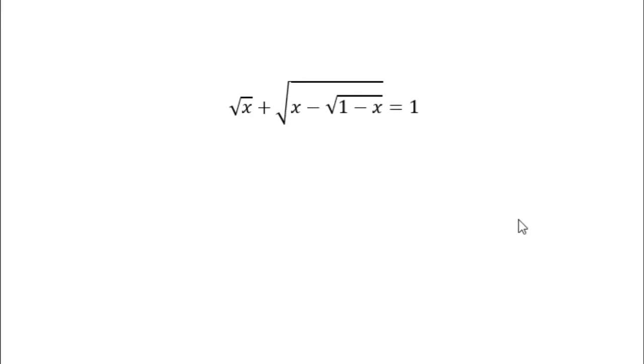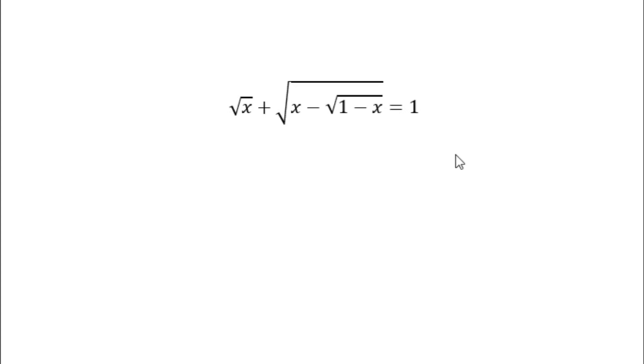Okay, so let's solve the following problem. We have the following equation: square root of x plus square root of x minus square root of 1 minus x equals 1. Now, how to solve this problem?